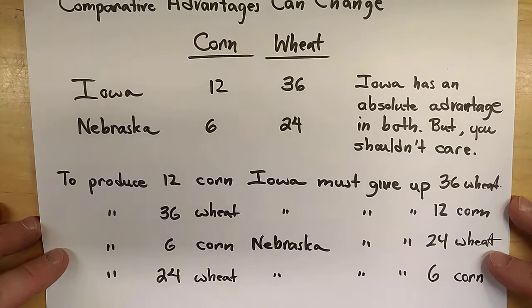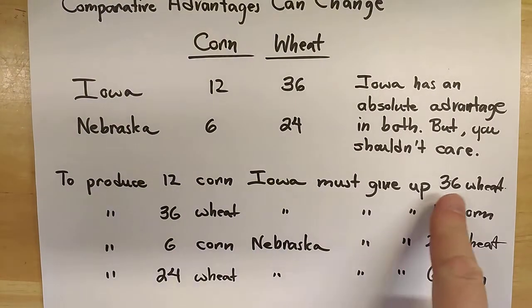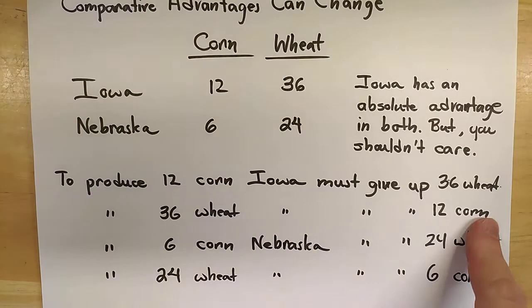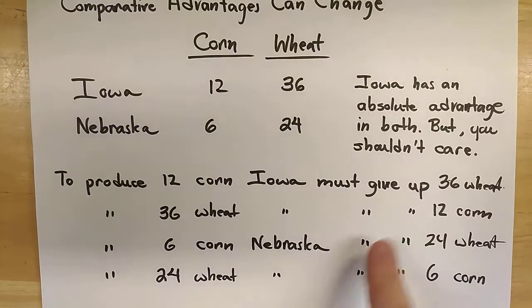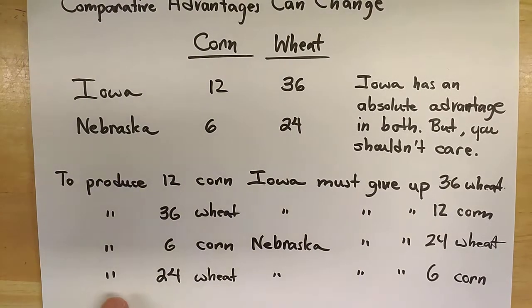I have the 4 sentences that you need to do the problem set up below. They're exactly the same as in the other video. To produce 12 corn, Iowa must give up 36 wheat. To produce 36 wheat, Iowa must give up 12 corn. So those are exactly the opposite of each other. To produce 6 corn, Nebraska must give up 24 wheat. To produce 24 wheat, Nebraska must give up 6 corn.